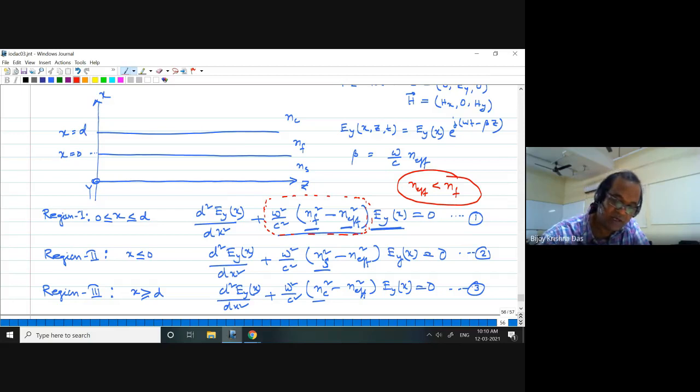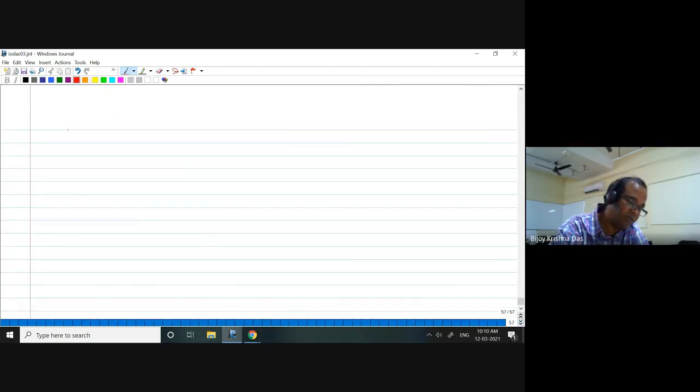And so in that case, this is actually a positive number, and omega square by c square is a scalar. So what we do now, I just define one positive value, kappa f. I write kappa f square equal to omega square by c square times nf square minus n effective square. This is your kappa f square.